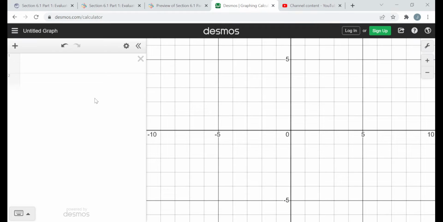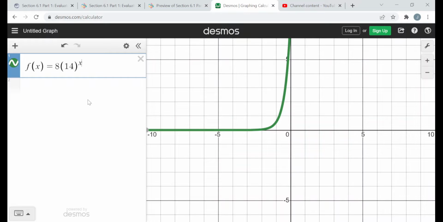All right, let's go. This is that desmos.com free online graphing calculator. f of x equals 8 times 14 to the x power, and you see this as you go from left to right, the value of the function is definitely increasing. I would call this exponential growth.